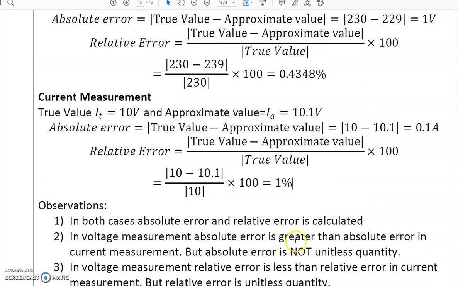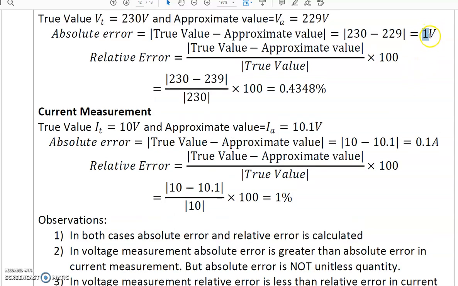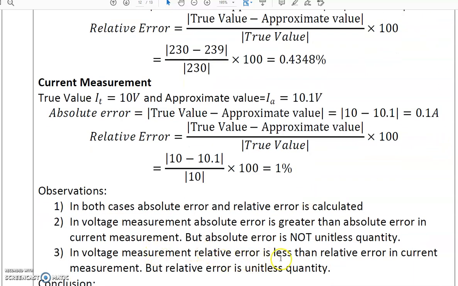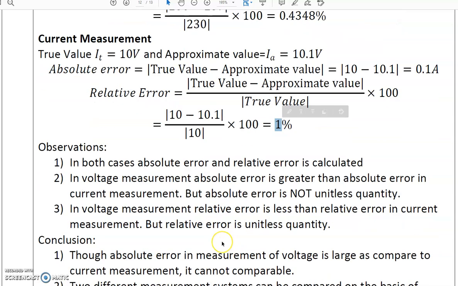Now we will see the observation. In both cases, absolute error and relative error are calculated. In the voltage measurement, the absolute error is 1 volt, and here it is 0.1. It indicates that the absolute error in the voltage measurement is greater than in the current measurement, but absolute error is not a unitless quantity. The unit here is volt, and this unit is ampere. In the voltage measurement, the relative error is less as compared to the error in the current measurement, and relative error is a unitless quantity. Relative error doesn't have a unit, both are in percentage.